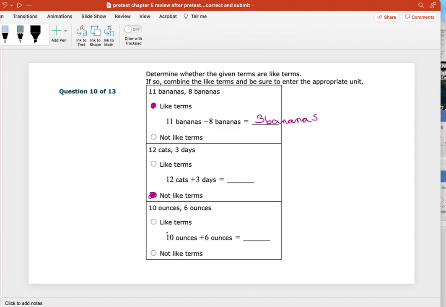10 ounces, 6 ounces. Those are like terms. 10 ounces plus 6 ounces is 16 ounces. And remember, oz is the abbreviation for ounce.